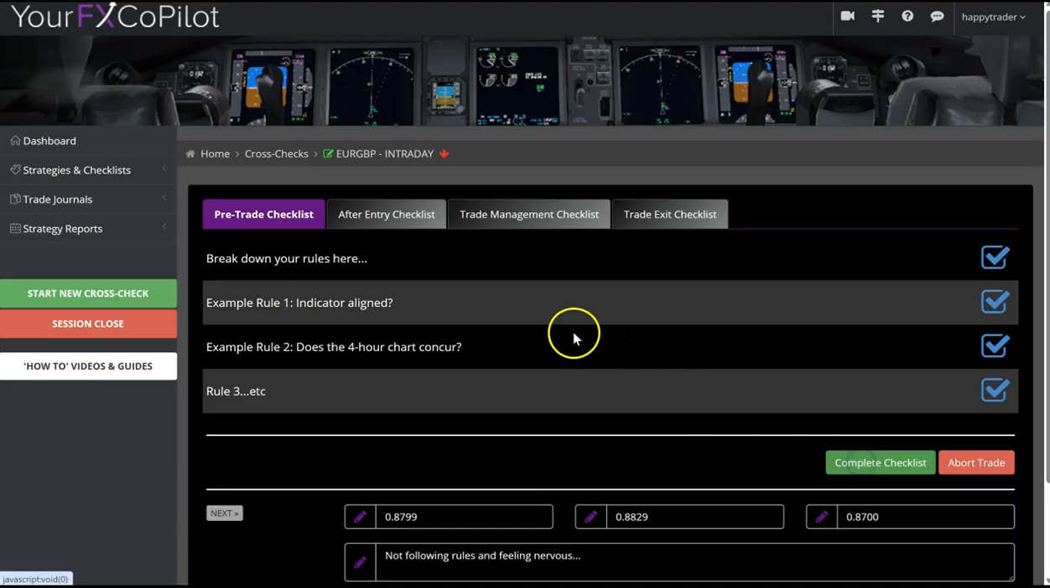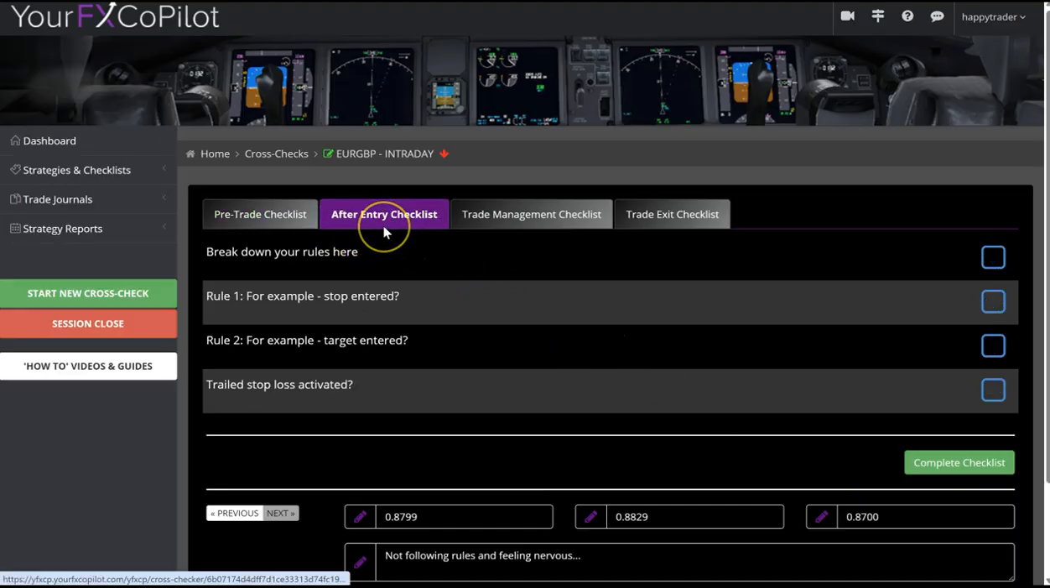Complete checklist, and we are now in the after entry checklist. So these are your steps and checks immediately after entering a trade. So you would check your steps against your trade, against your trading platform, and assuming all was good, you would tick each step at a time.